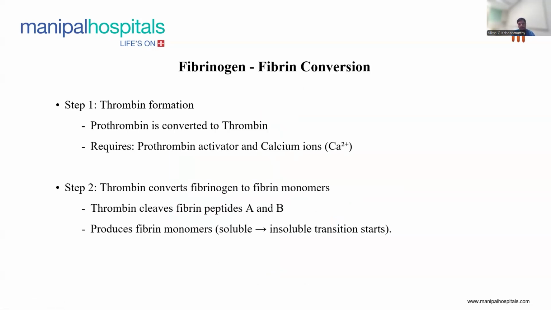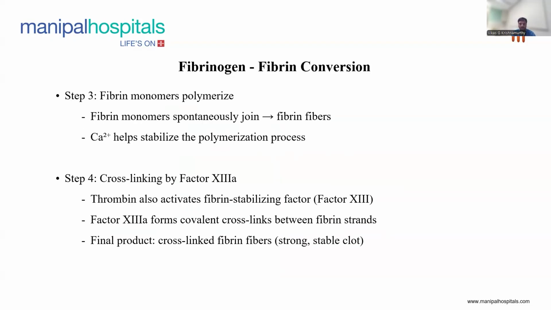So the same thing I have explained here. The first step is thrombin formation, and the second is thrombin converts fibrinogen to fibrin monomers. The third step is fibrin monomers polymerize, and the fourth step is cross-linking by factor 13A.